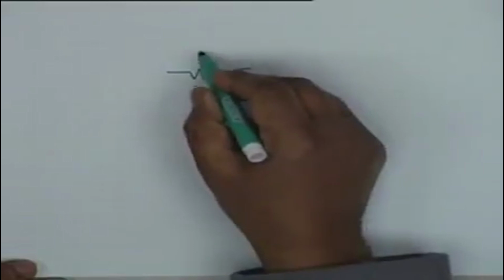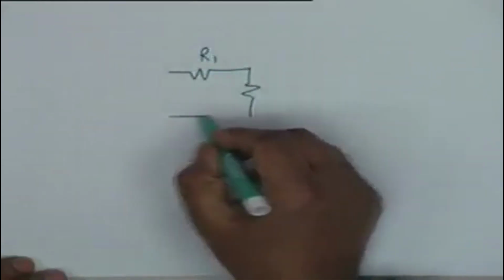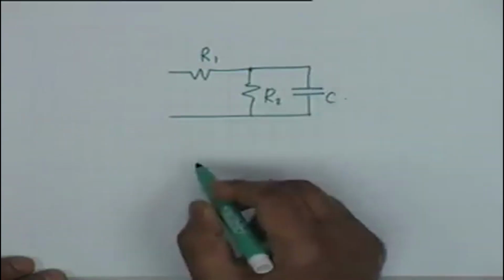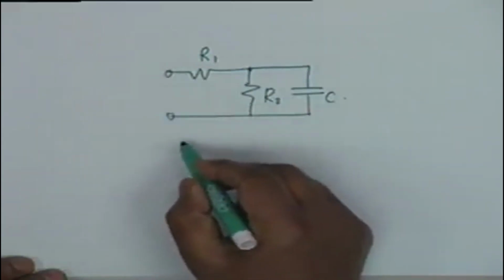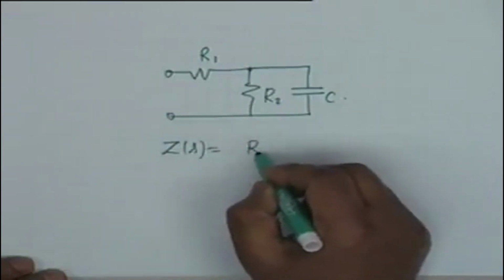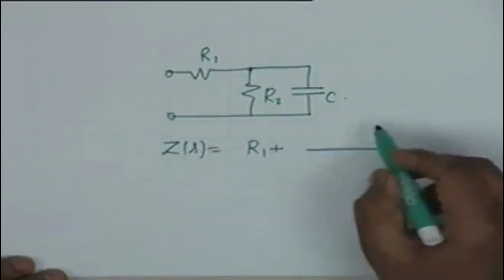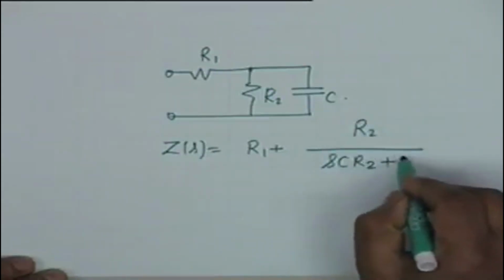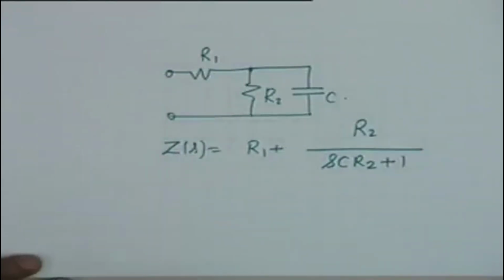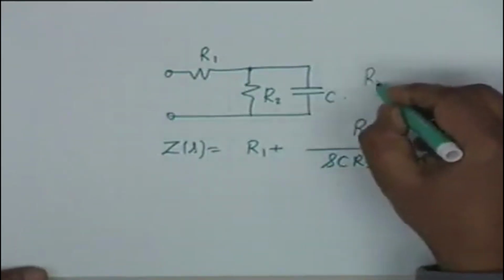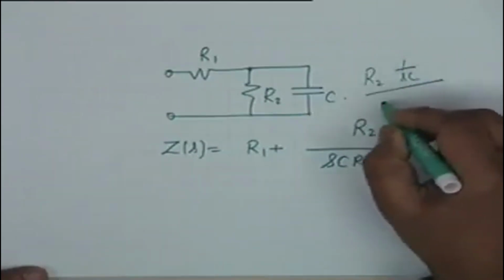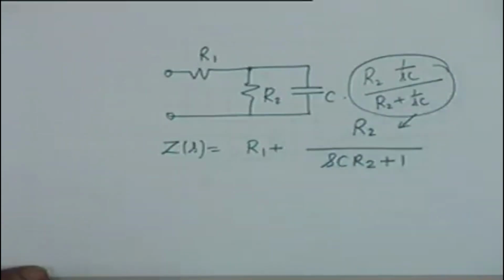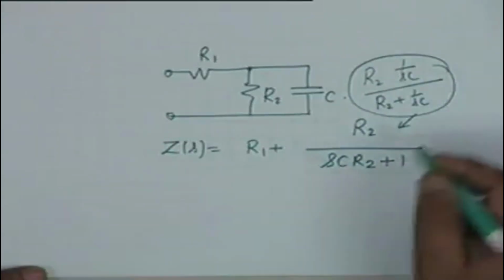Let's say we have a resistance R1, a resistance R2, and let's say a capacitor C. The impedance function between these 2 points obviously is given by R1 plus R2 divided by SCR2 plus 1. Does that sound magical? No. What I have done is R2 times 1 over SC divided by R2 plus 1 over SC, and this is what I have simplified to this. Okay, I avoided that algebra.